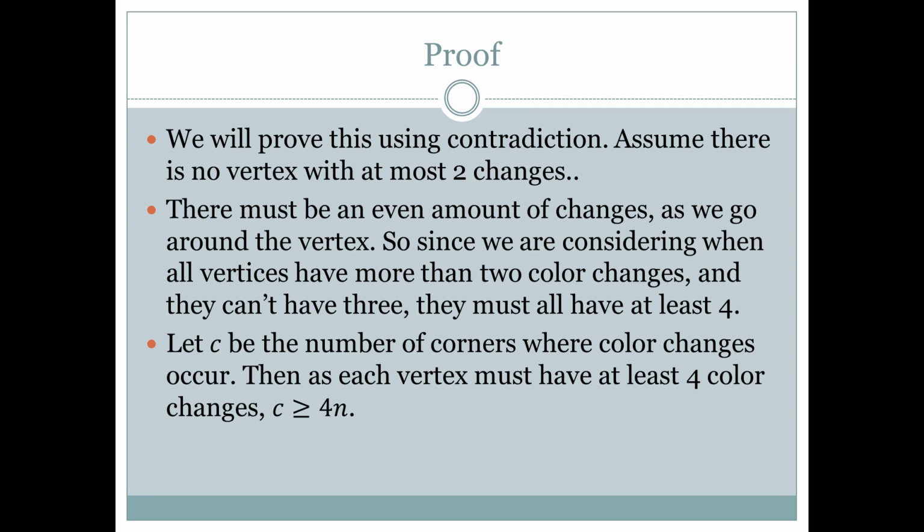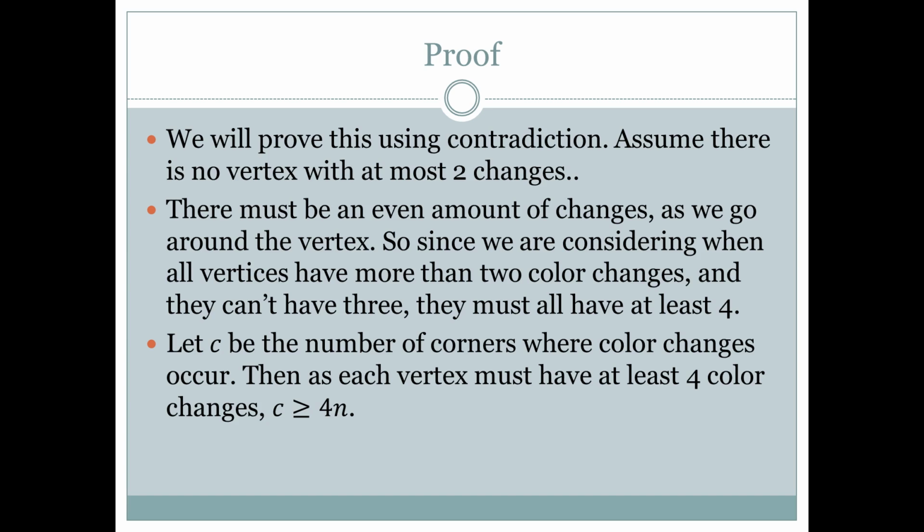So if we have no vertex with at most two changes, then all vertices must have more than two color changes. And again, since they can't be odd, they'll have to be 4. So we're going to say all vertices have to have at least 4. So we're going to let C be the total number of color changes, so the total number of corners where the color changes.